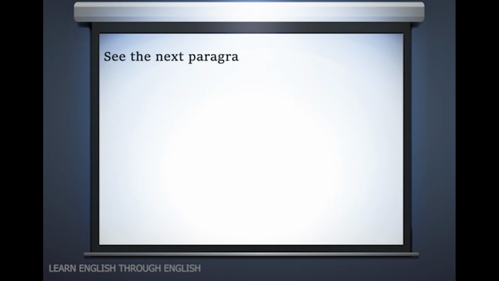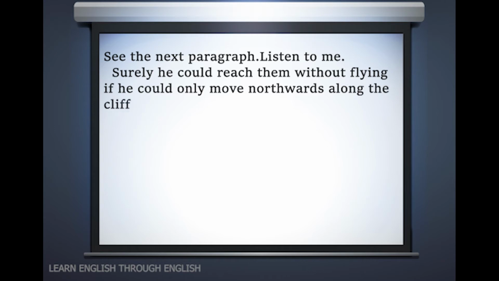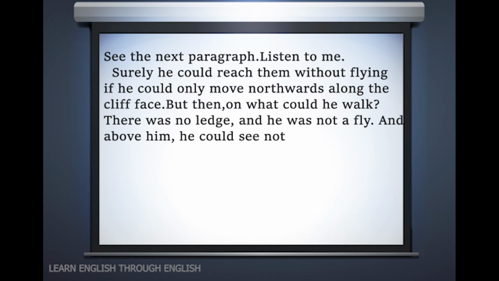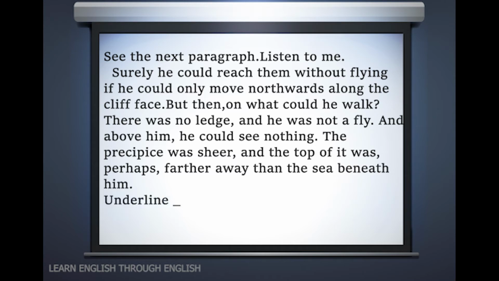See the next paragraph. Listen to me. Surely he could reach them without flying if he could only move northwards along the cliff face. But then on what could he walk? There was no ledge and he was not a fly. And above him he could see nothing. The precipice was sheer, and the top of it was perhaps farther away than the sea beneath him. Underline the word sheer. Sheer means very steep.